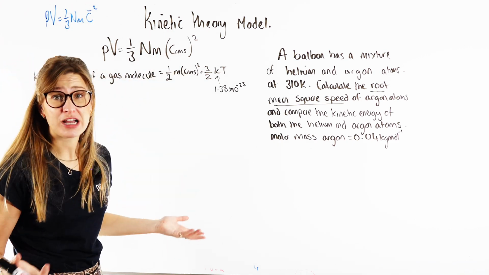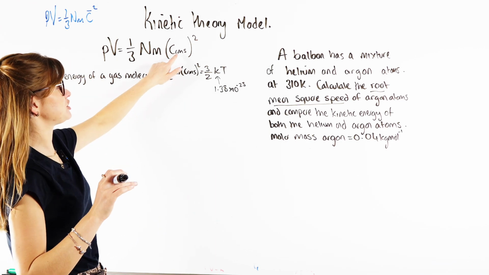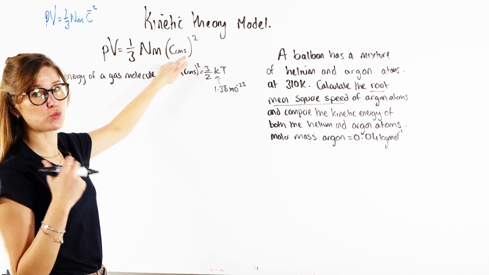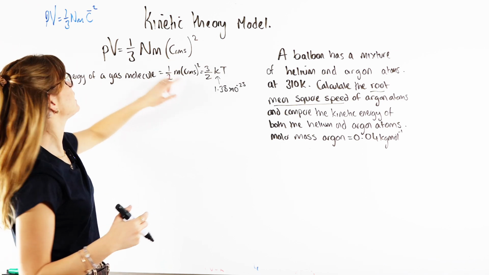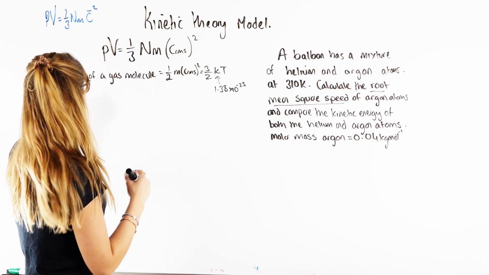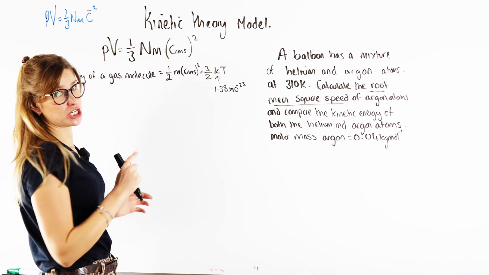So AQA normally aren't that nice to you, right? Normally it's harder than the other papers, but they're actually really nice to you here because they write RMS to remind you that's what it means, root mean square speed. Another nice thing that AQA does that OCR doesn't do is they actually write the words kinetic energy of a gas molecule equals this equation, okay?